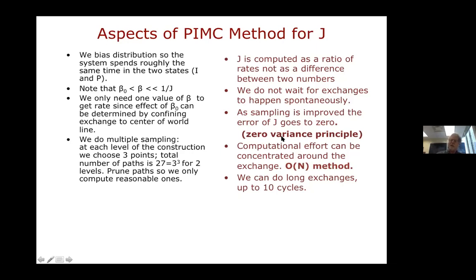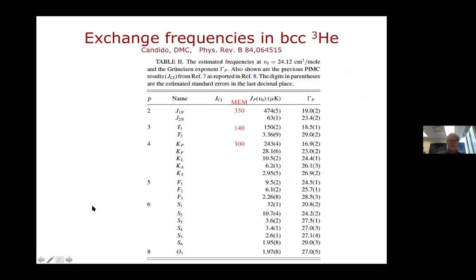If you do good sampling, you have what's called a zero variance principle. So the better the sampling is, the lower the variance of the Monte Carlo is. It's kind of an order N method. That is, if you have 1,000 atoms in your system, your effort is concentrated on the two atoms that are exchanging. So we can do long exchanges. So that is actually the method.